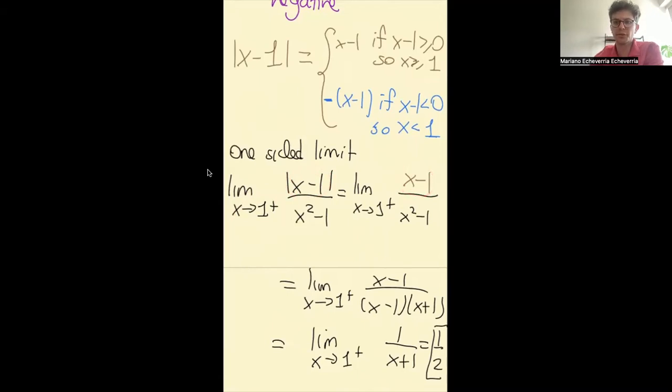So that's why I was able to eliminate the absolute value symbol. Because this means you're choosing x to be like 1.1 or 1.11, 1.1111. So whenever you do x minus 1, that is giving you a positive number. Is that okay?